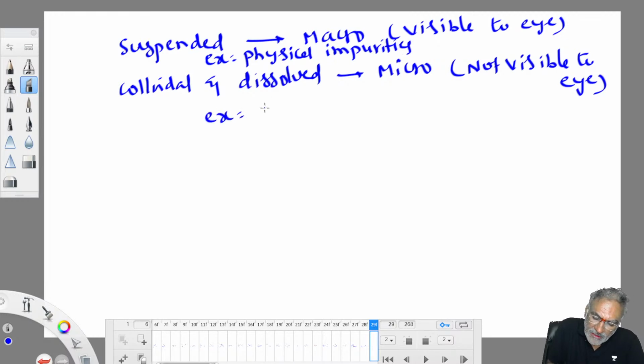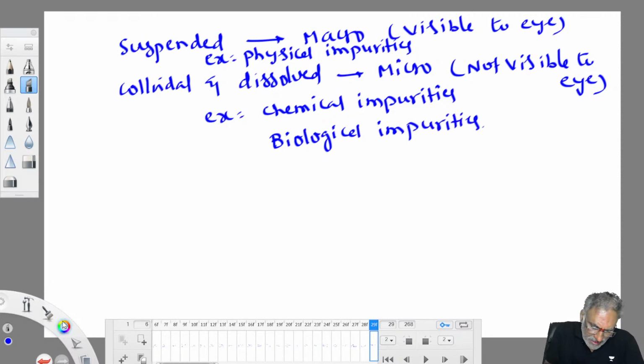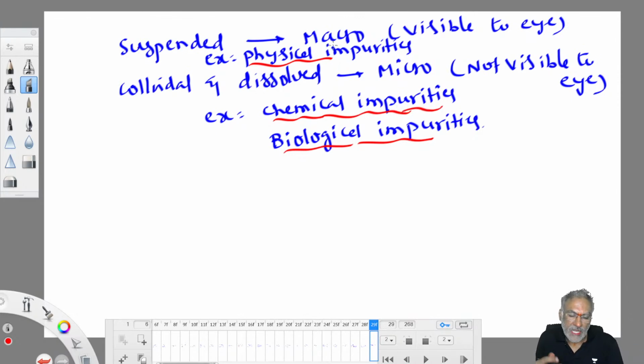Whereas colloidal and dissolved impurities are chemical impurities and biological impurities. Chemical substances are present in colloidal form and dissolved form, mostly dissolved form. And biological impurities means microorganisms, they are present in both colloidal form and dissolved form. Understood? So we try to find out physical impurities, chemical impurities and biological impurities. Physical impurities are in suspended form, you can feel them, whereas chemical and biological impurities are micro, they are not visible to you.